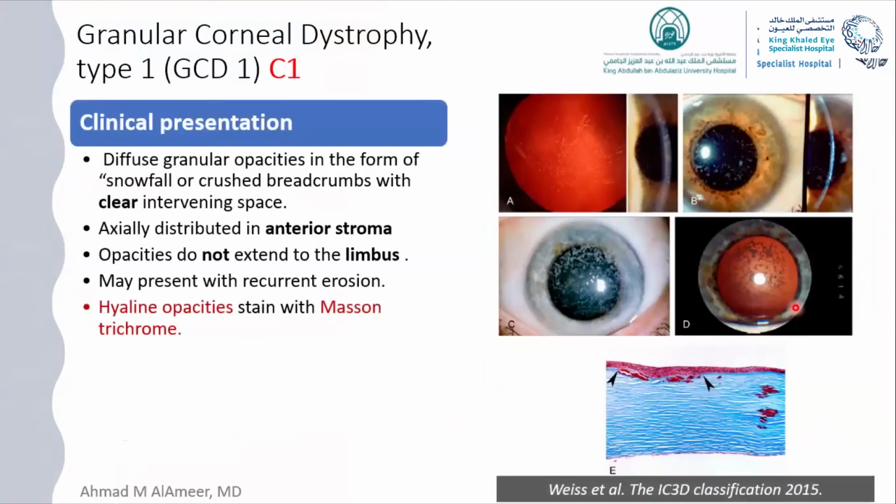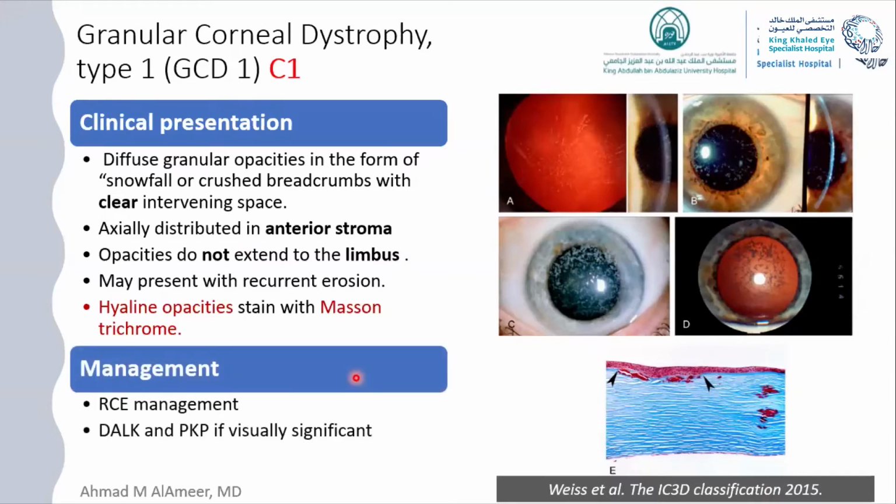So again, the same thing. It's granular opacities in the form of crushed breadcrumbs with a clear intervening space. It's usually in the anterior stroma and does not extend to the limbus. And in a Masson trichrome stain, you can see hyaline opacities mainly in the anterior stroma. PTK or DALK if visually significant. This is the management.